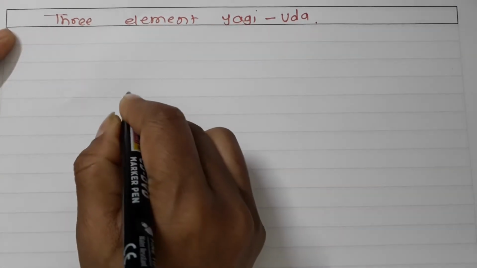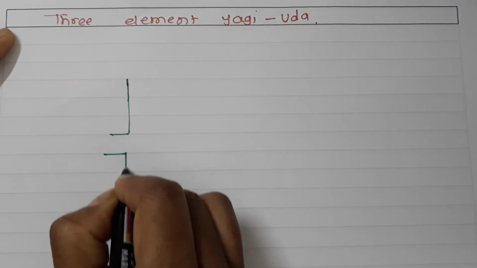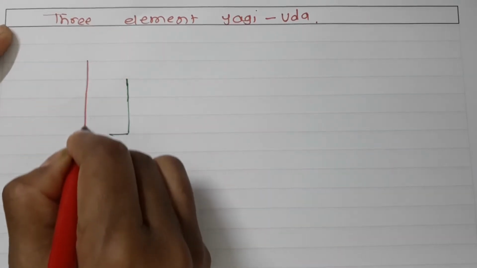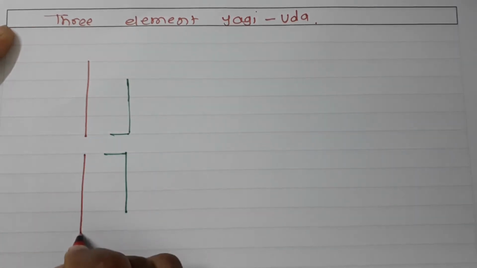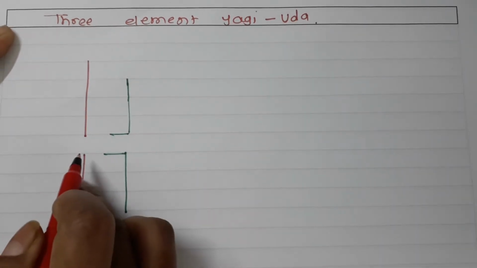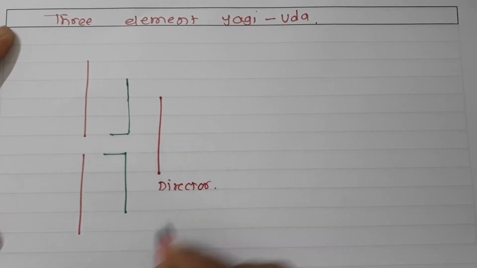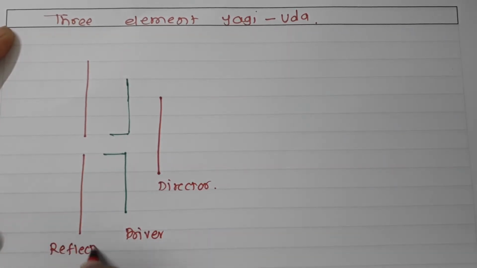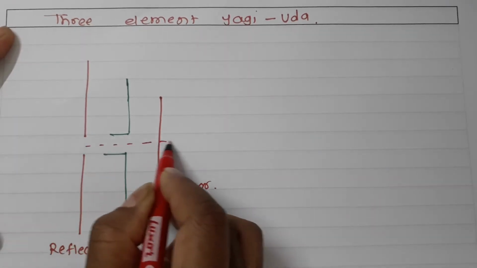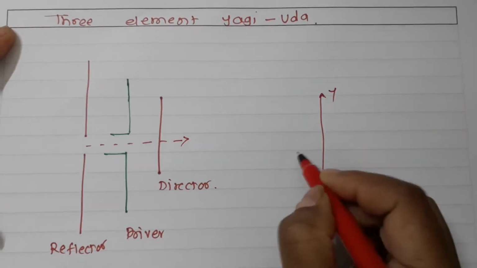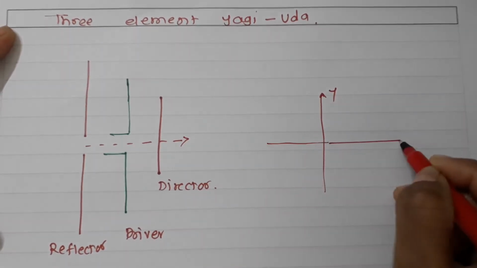You will have this kind of structure in between. This will be your driven element, this will be your reflector, and this will be the director. This will be the driver and this will be the reflector. Now let us talk about the combined radiation pattern because of these 3 elements. This will be the Y, and this direction will be the Z direction.